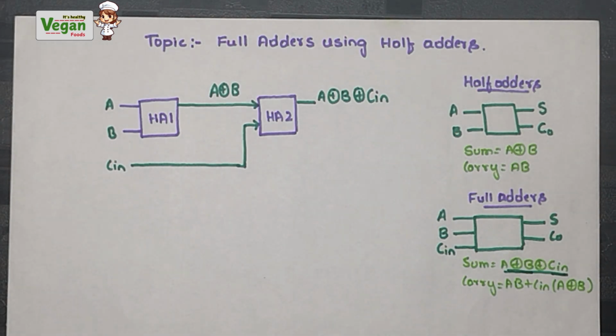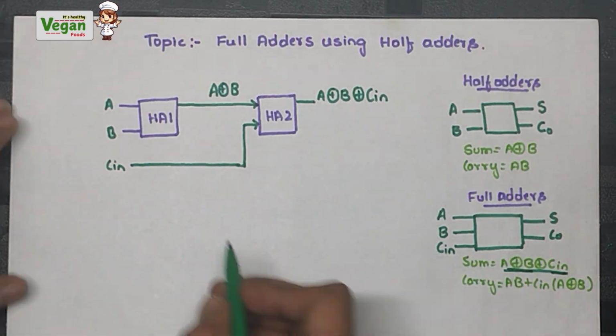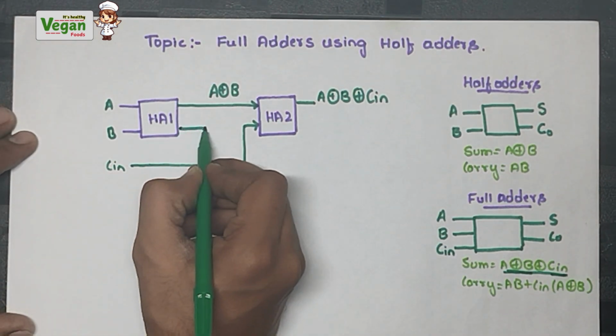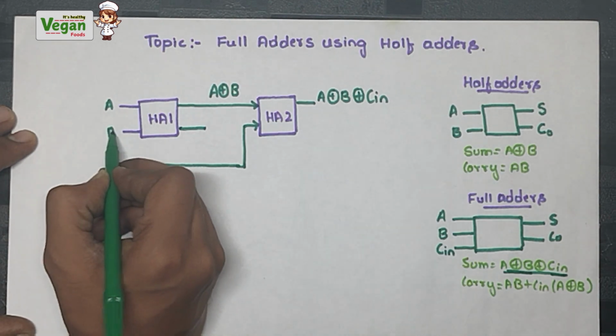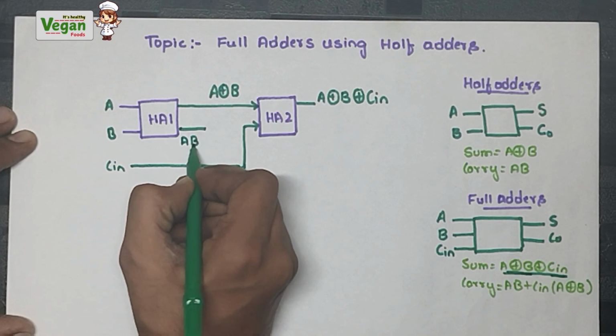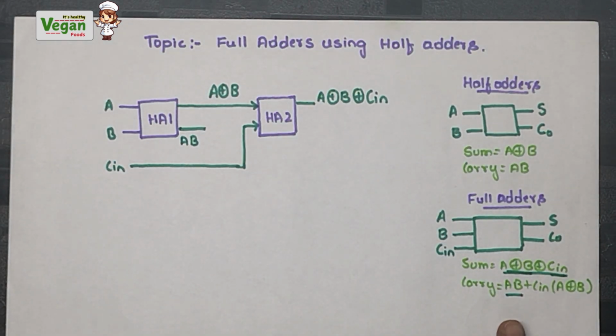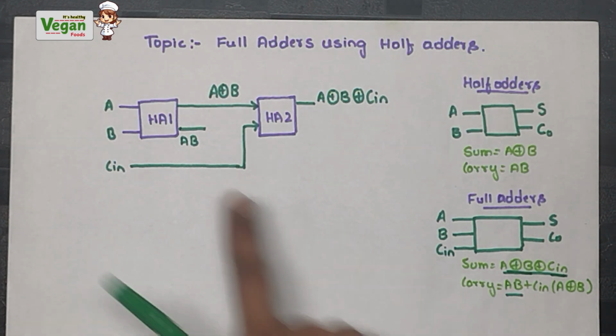Now we must construct the carry output using the half adders. What will be the carry output of this first half adder? A and B are given as input, so it will be A into B. In the full adder carry output we needed A into B, so we took A into B here.